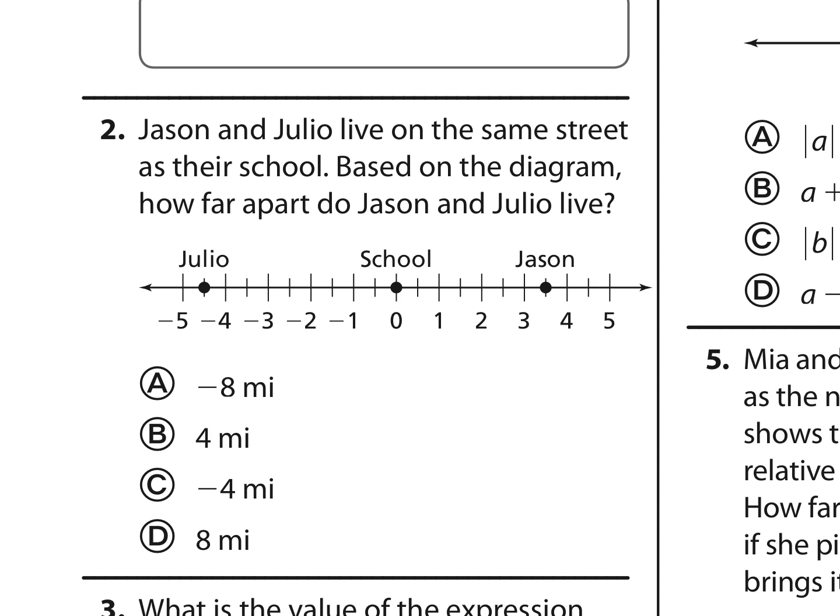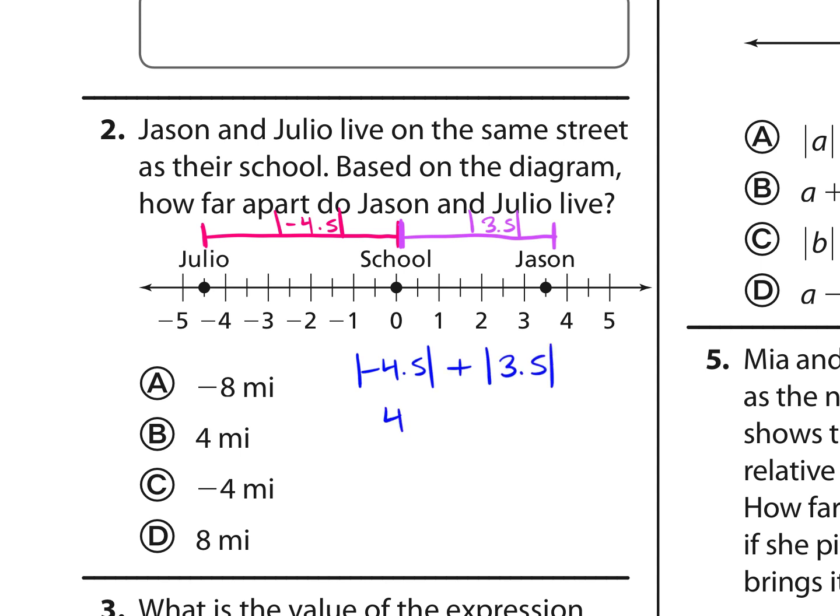Based on the diagram, how far apart do Jason and Julio live? Notice they are on the same street as their school and they're in complete opposite directions. So I can add this distance from Julio to the school, which is the absolute value of negative 4.5, to this distance from the school to Jason, which is the absolute value of 3.5. And so the absolute value of negative 4.5, or the distance from Julio to the school, is actually 4.5 units, plus the absolute value of 3.5, which is 3.5, equals 8. So I get positive 8 miles.